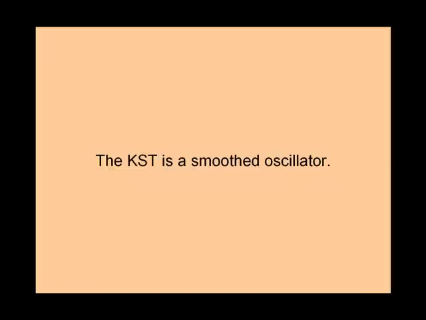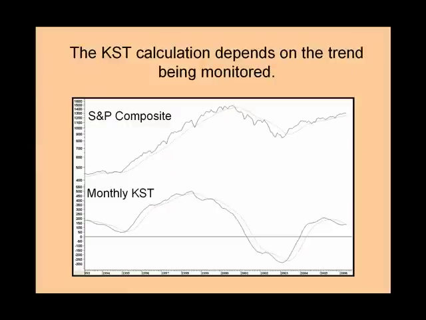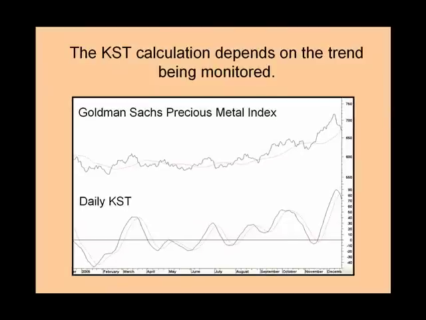The KST is a smooth oscillator. It can be calculated for any time span, right from a primary trend lasting from 9 months to 2 years, right down to intraday ones extending for a matter of hours. Unlike other indicators, the actual calculation is determined by the type of trend being monitored. Monthly trends demand different parameters than daily, weekly, or intraday ones, and so forth.